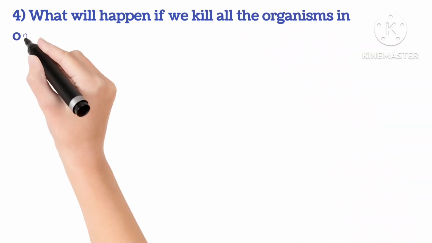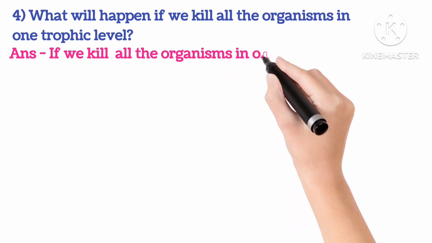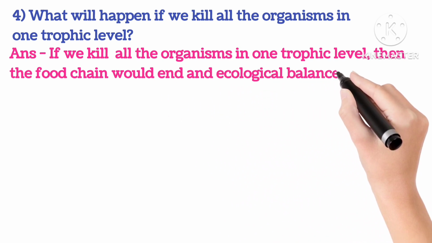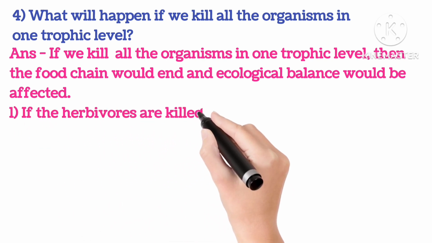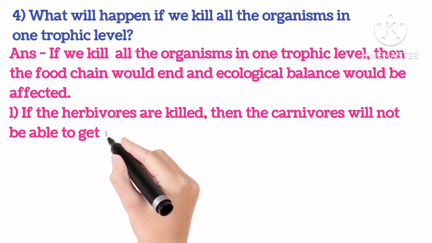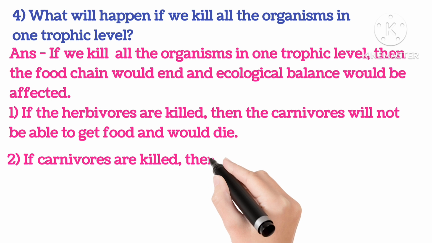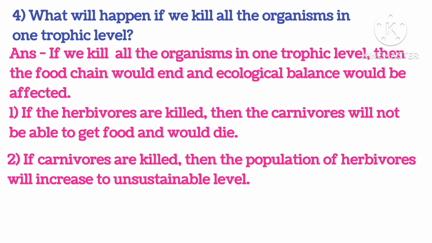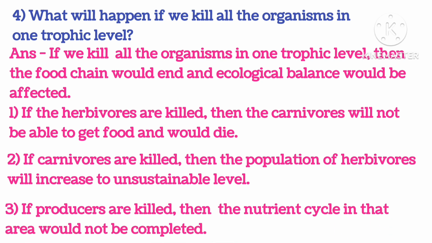Fourth, what will happen if we kill all the organism in one trophic level? If we kill all the organism in one trophic level, then the food chain would end and the ecological balance would be affected. If the herbivores are killed, then the carnivores will not be able to get food and die. If carnivores are killed, then the population of herbivores will increase to an unsustainable level. If producers are killed, then the nutrient cycle in the area would not be completed.